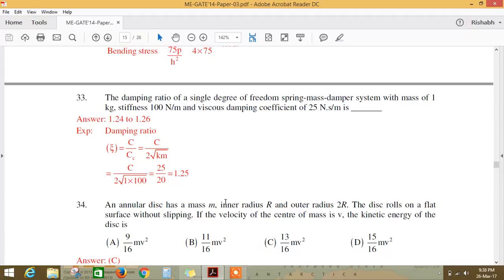Now the next question, you have to find out the damping ratio of a single degree of freedom spring mass damper system. So we know the damping ratio formula is C by Cc, where C is the damping constant and Cc is 2 root over km. It is called critical damping. Okay, so C, we know the damping constant is 25 Newton second per meter. Please be careful regarding the units. As the question looks simple, you should be more and more careful. Okay, no need to make any mistakes.